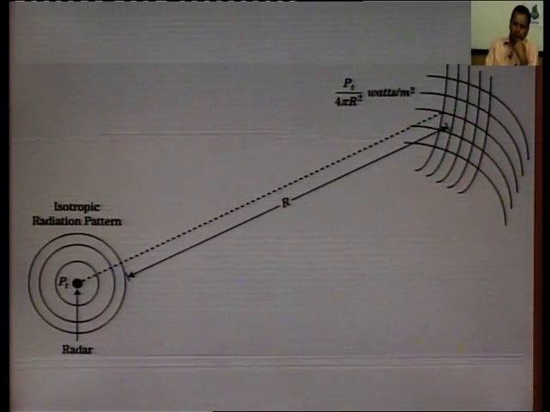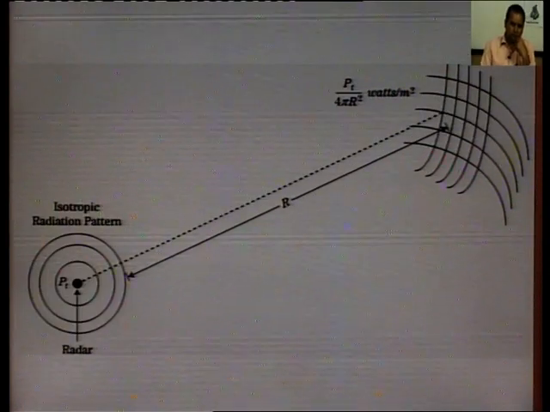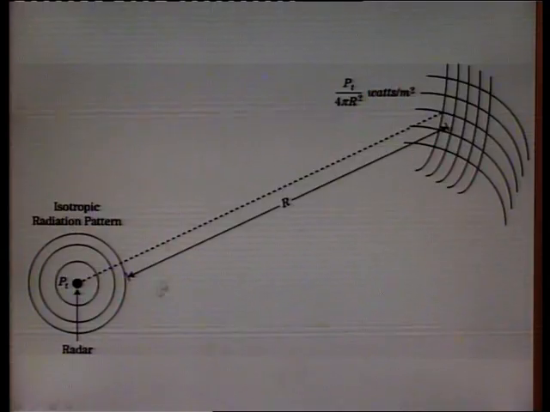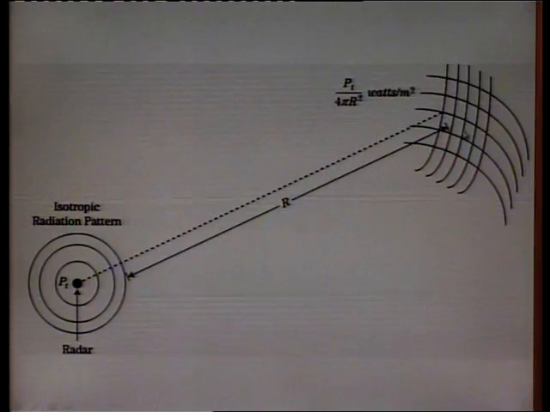How is the equation derived? These two figures, first and second, show a radar and an isotropic radiation pattern. The signal is transmitted, and this is the range. How can the range be calculated?